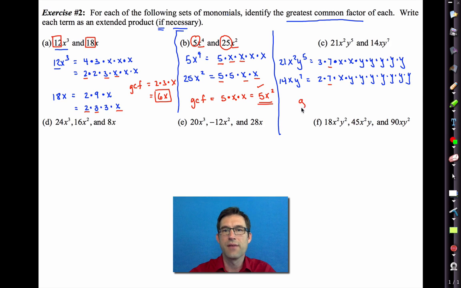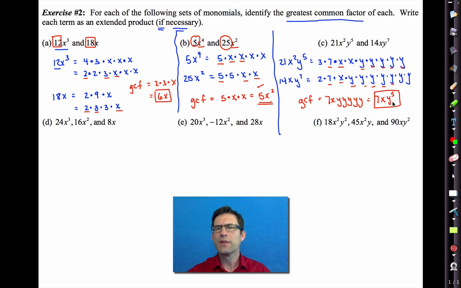There's a common 7, a common x, 1, 2, 3, 4, 5. I know I probably should have put dots there, but that's okay. Just looks kind of funny. So 7xy to the 5th is my GCF.